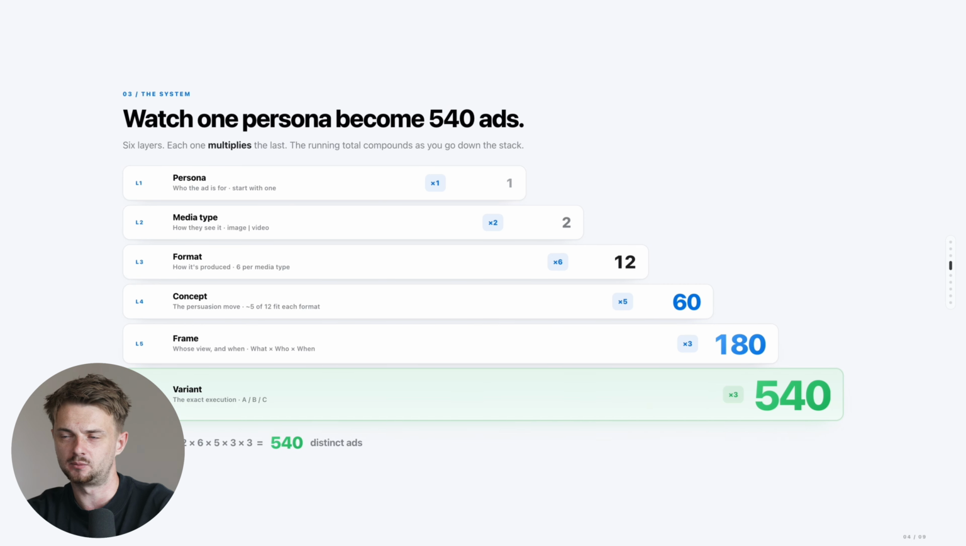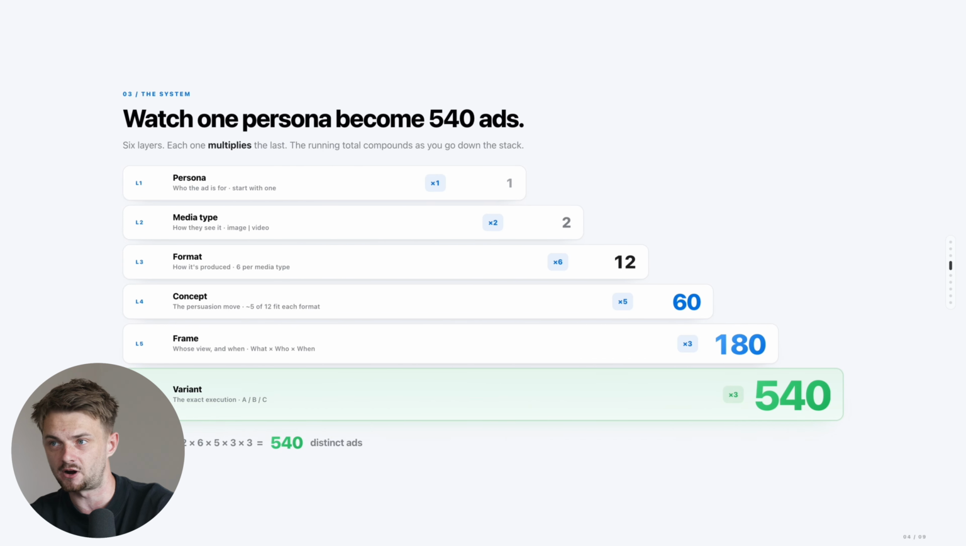And so essentially from one persona, you can pretty much get 540 ads, because then on the variant, on the bottom level, and again, you can do a lot more than 3. This would be the exact messaging and execution. So this would be the way in which the copy is written, the way in which the headline is written, the actual message itself. There's so many different variations of this. There's so many different ways in order to do this, but this is just the absolute bare minimum.